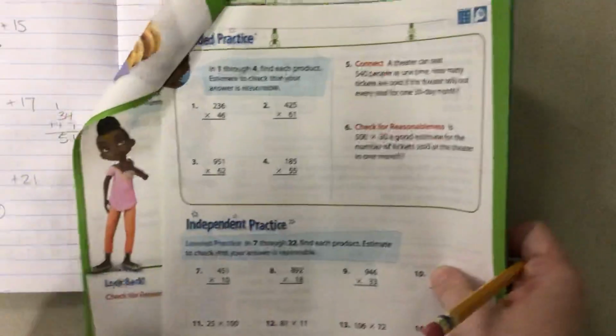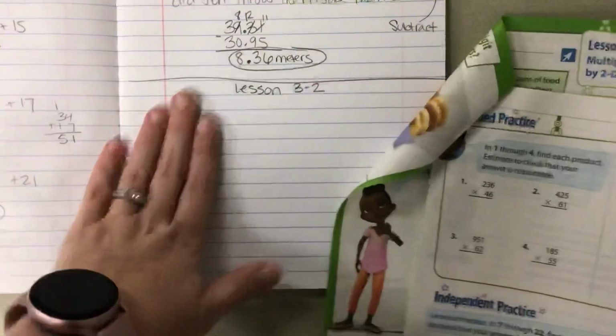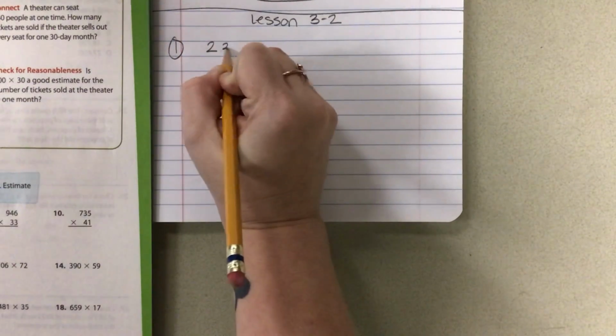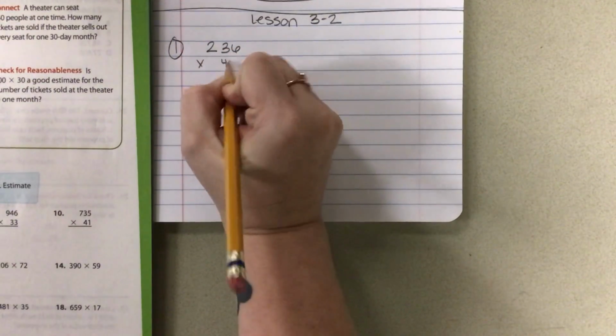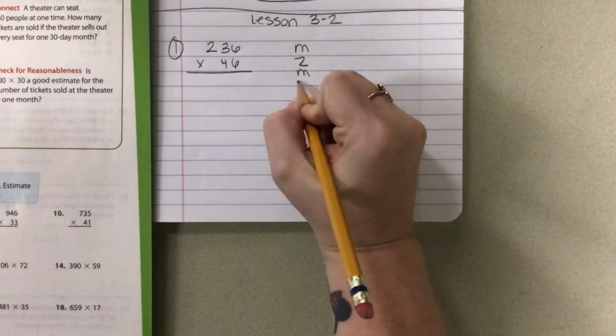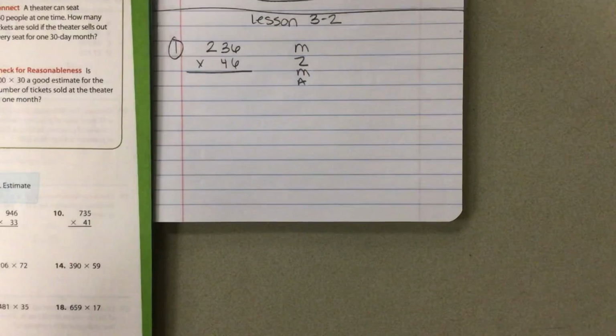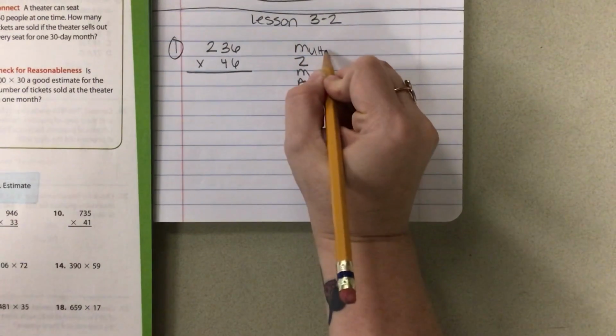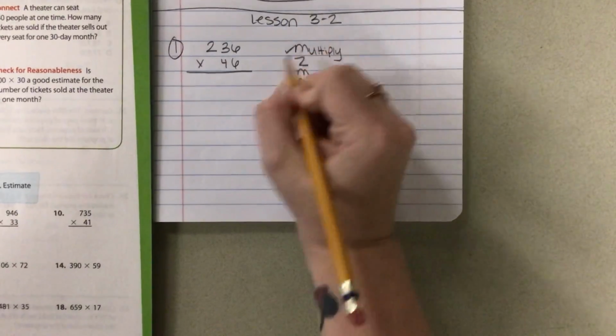Now I need lots of space here to try a couple of these, so we're going to use our notebook. So I'm going to do number 1, and that's 236 times 46. I'm going to remind myself of many zoos, many animals, so I can check it off as I go. So my first step is that many, which is multiply. So I'm going to do that first.